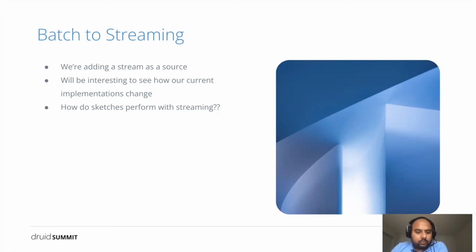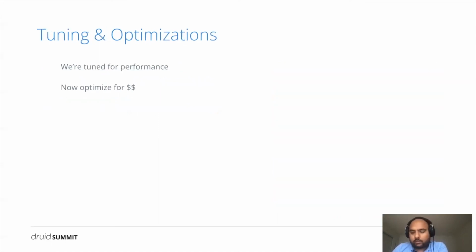Now, to make things better, we are trying to add streaming as a source. Let's see how our current implementations change, and let's understand how sketches perform as well. What we learned is that we are very much tuned for performance. Now, our objective is to tune for cost, to figure out how we can save some of the ICUs in the future.